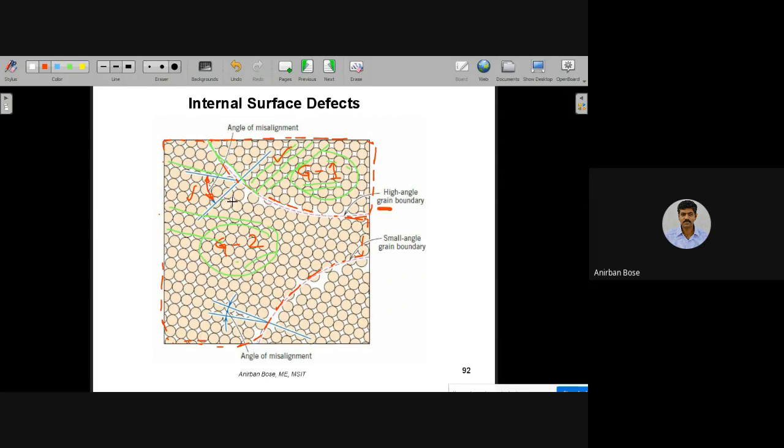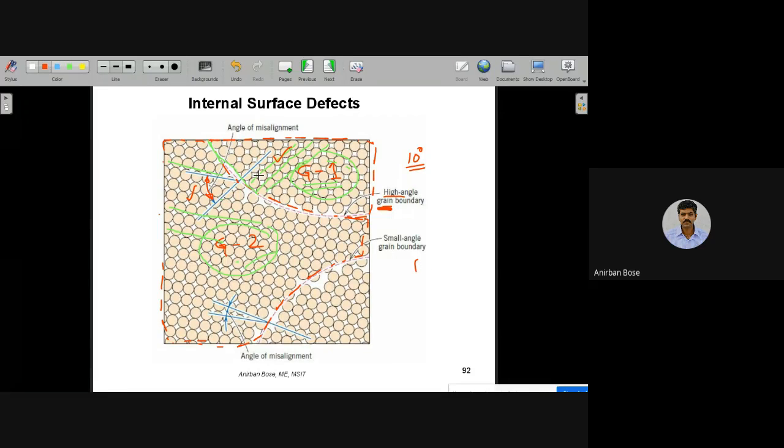Generally, in case of a high angle boundary, these angles are large. Large means it is generally more than 10 degrees. So if it is more than 10 degrees, then it is a high angle boundary. But if it is a small angle, generally less than 5 degrees, or less than 10 degrees if you consider, then it is basically a small angle boundary.